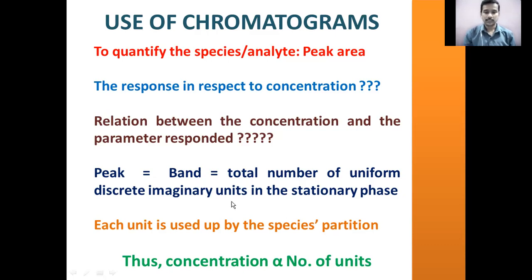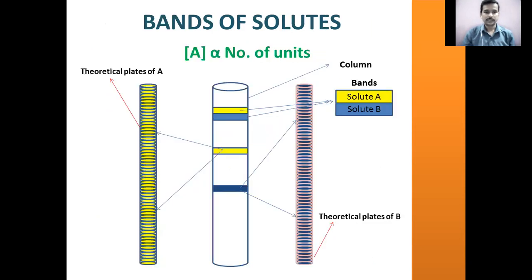And what do we call this terminology in chromatography? Let us understand. This particular slide is devoted to showing how the analyte concentration is proportional to the number of units in a particular band for a particular solute. Assume this is a chromatographic column, filled with the stationary phase. Assume you have a sample containing solute A and solute B. In order to initiate the separation, you will prepare the sample solution using a suitable mobile phase or solvent.